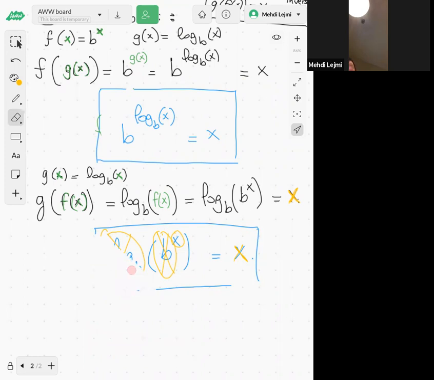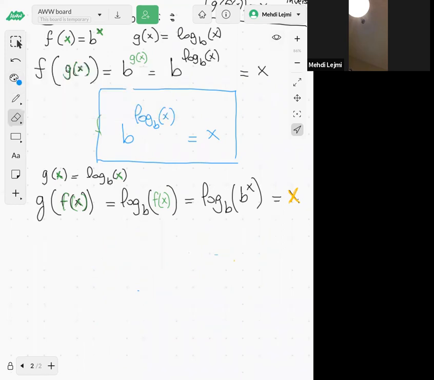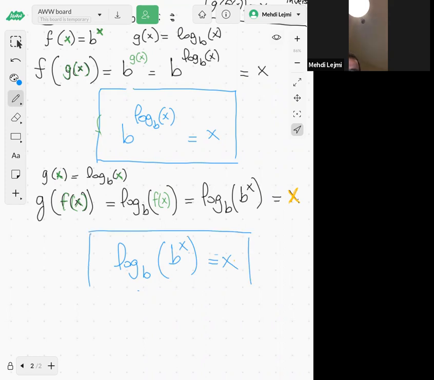Let me just write it again here. So we have this. Here we are saying log in base b of b to the x is equal to x. Okay, let's do some examples.